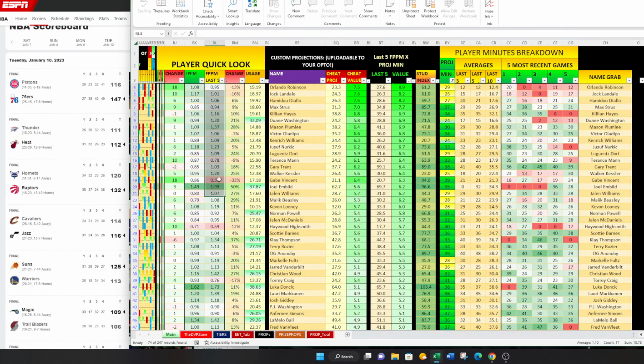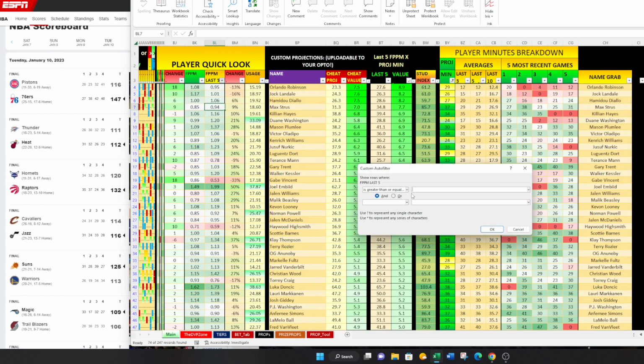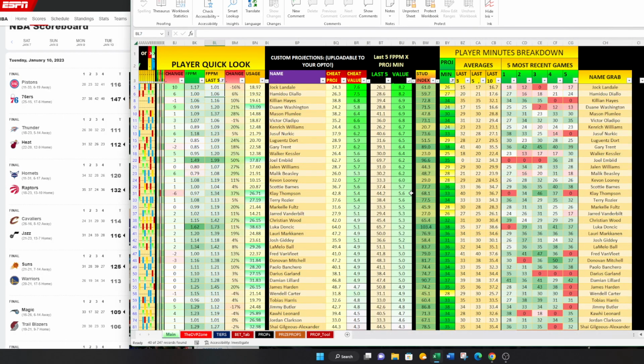Typically, you'll get a lot of misses on these guys that are like 0.53, 0.59, 0.78. They really don't do a lot for you. Orlando Robinson, 0.95, 0.94. You can start looking at some of those guys in that range for GPP because if they get some extra minutes, it's good. But I like to just go greater than or equal to 0.99. So I want them at least a fantasy point per minute. So if they're averaging 1 fantasy point per minute, they play 25 minutes, I'm looking at 25 points.